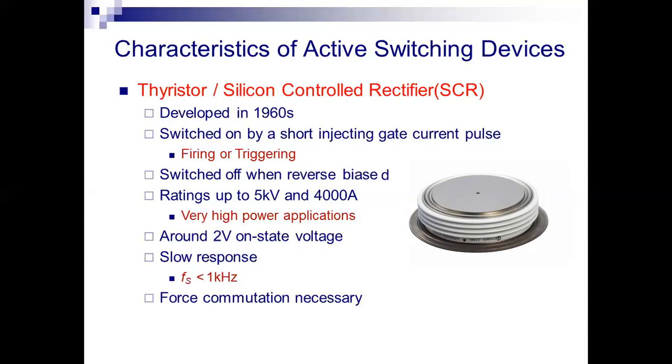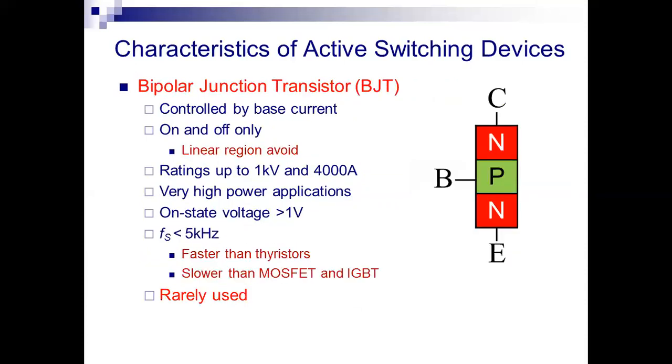Therefore, the rating should be 5 kilowatts and also 4000 amperes. These are the ratings, with around 2 volt on-state voltage and a slow response, that is, frequency less than 1 kilohertz. Force commutation is necessary. These are some of the characteristics of the active switching device, the SCR.